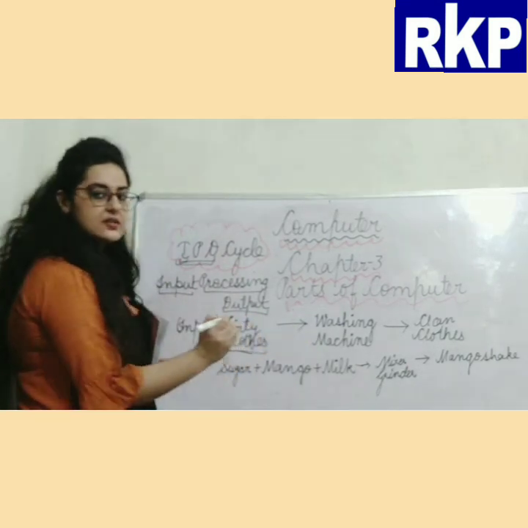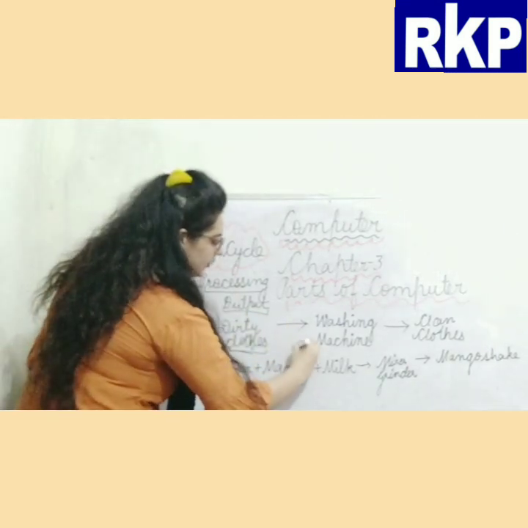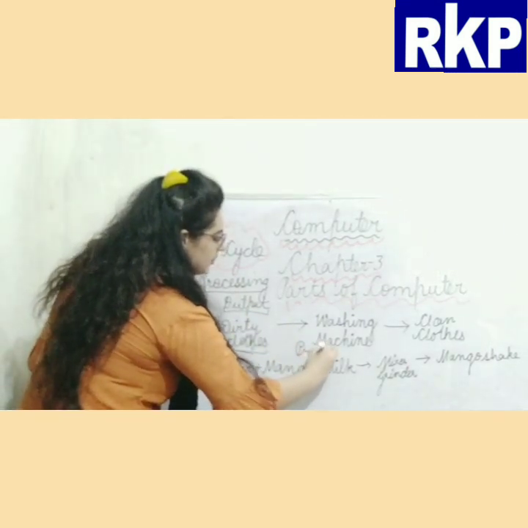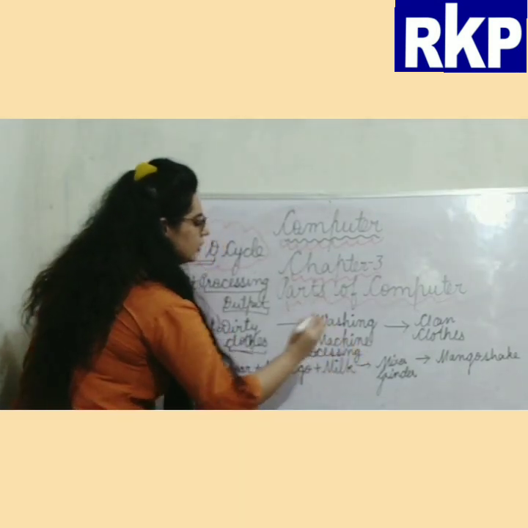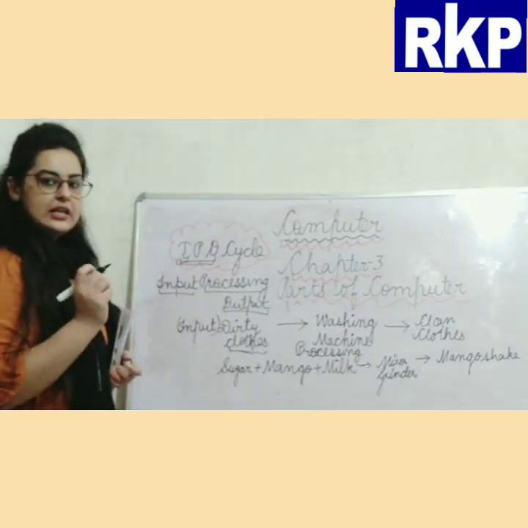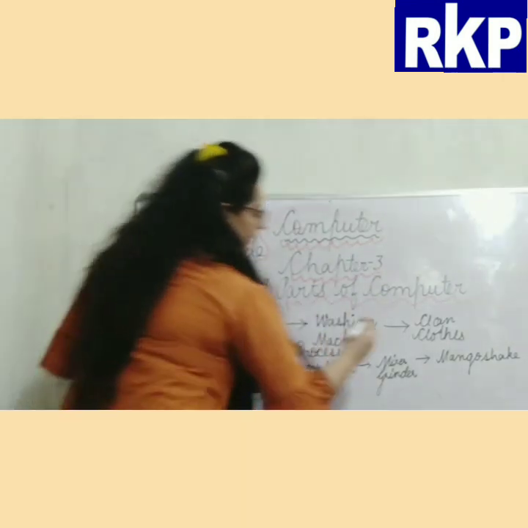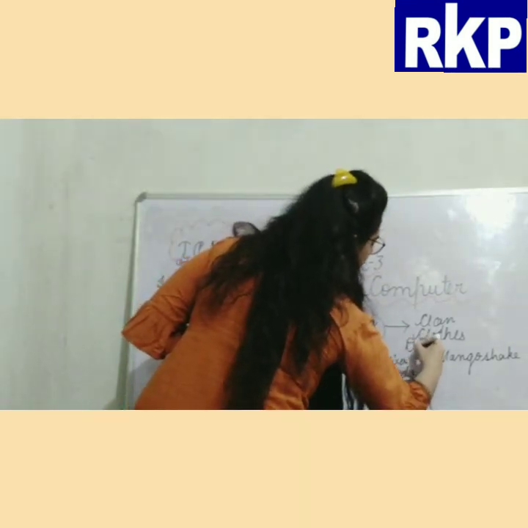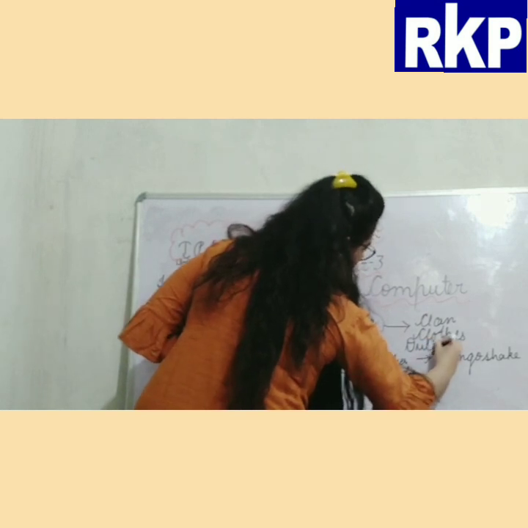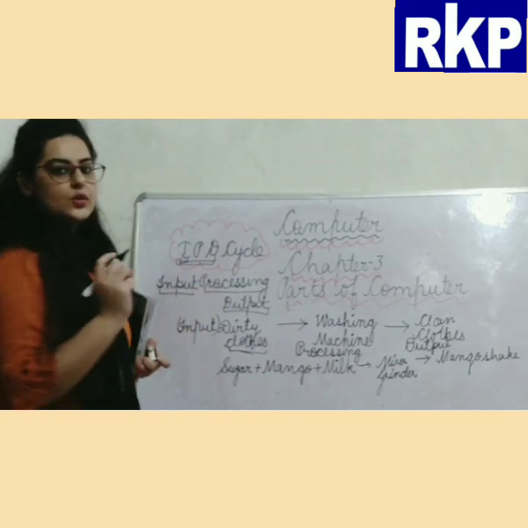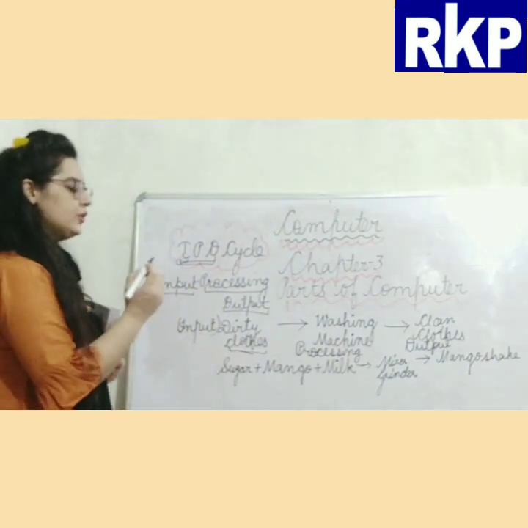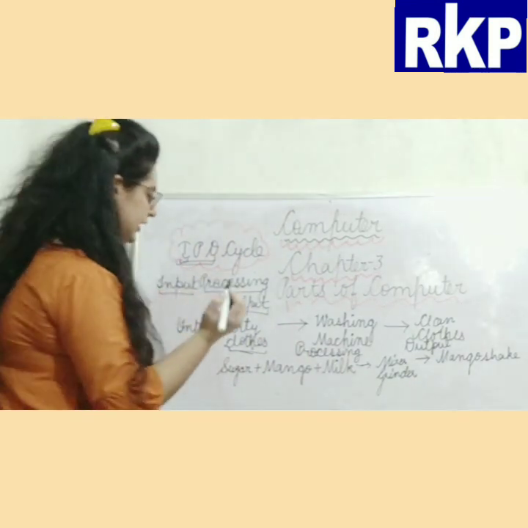And washing machine is your processing because you are washing your clothes. Means a process is going on, right? That is washing. And you get clean clothes after washing. So that is output. So the result of washing dirty clothes is you get clean clothes. Input, processing and output. Clear?